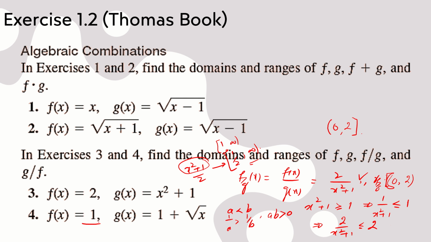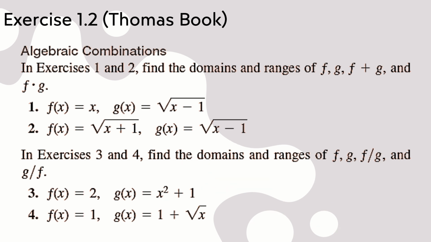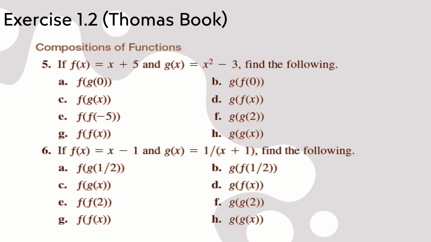And similarly we can do the same thing in question number 4 as well, because the domain of this function is all real numbers. Domain of this is what? That is starting from 0 and going to infinity. So the domain of their sum, their product, their quotient will be the same as this one. And similarly we can find its range as well. This is question number 5 and 6, which are given in exercise 1.2 of the Thomas book.